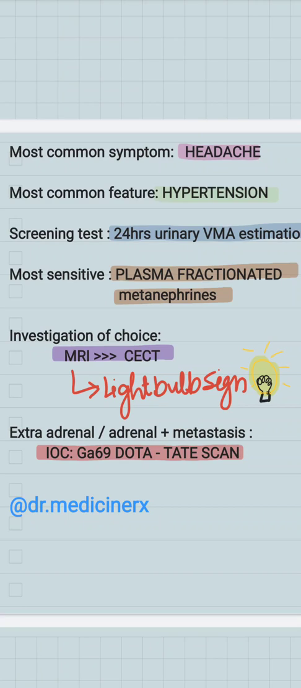Then coming to the investigation of choice, it is definitely going to be MRI over contrast enhanced CT scan. On MRI, you'll see a light bulb sign, that is the tumor is going to be appearing as bright white on T2 weighted MRI. And if the tumor is associated with any metastasis, or if it is extraadrenal in origin like we discussed, then the investigation of choice becomes gallium 68 DOTATATE scan.